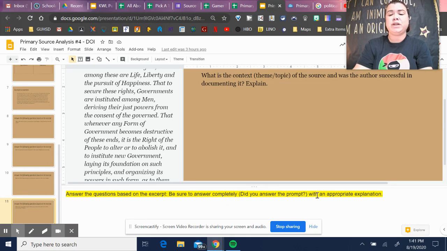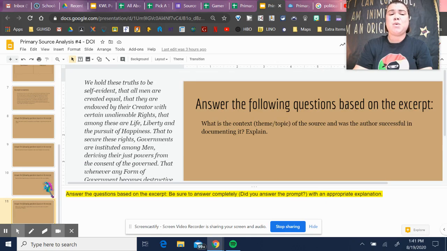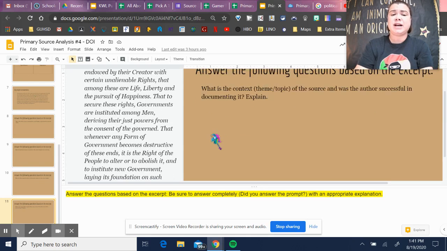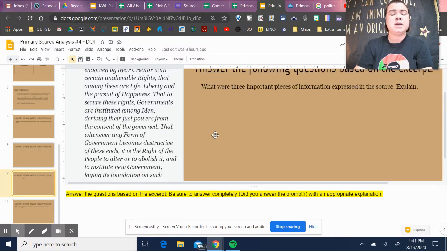Did you answer the prompt with an appropriate explanation? Okay, so please make sure that you are answering completely. So one sentence is not going to sum it up. You're looking for at least probably a minimum of 4 to 5 sentences, maybe a little bit more, to fully explain your answer as well as address the prompt in its entirety, okay?